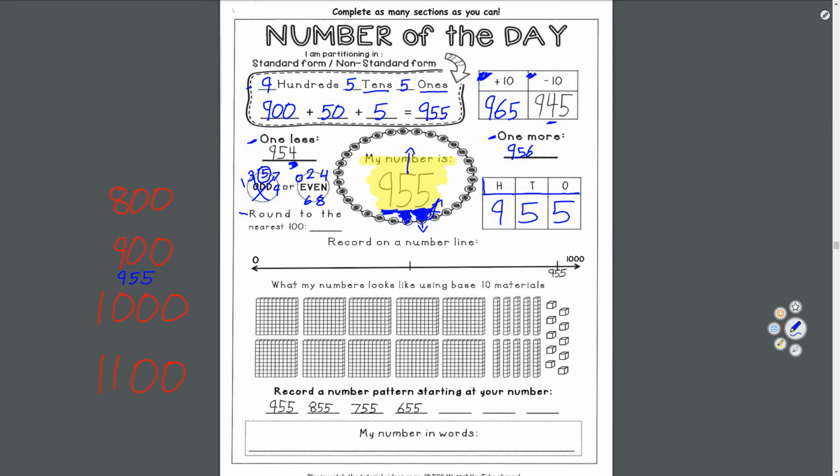955. So should we go down to 900 or up to 1,000? That's the question. We've got to look at the end of our number, 55. If our number ends with 50 or more, then we go up. But if it was 49 or less, we would go down. So 55, it's 50 or up. So we're going to go up to 1,000. Round to the nearest 100, 1,000.